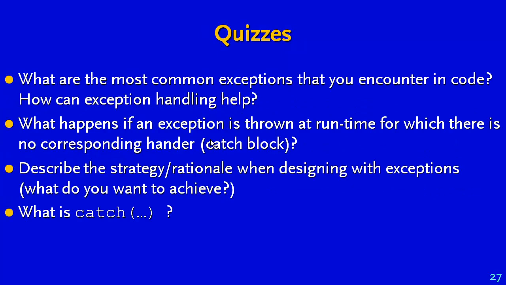Quiz: what are the most common exceptions that you encounter in your code? Just think about it. What are the things which go wrong in your code which really annoy you, and how would exception handling help? What happens if an exception is thrown at runtime for which there is no corresponding catch block or handler? When you're developing applications, how would you employ exception handling? When would you do it? What's the strategy? What kinds of exception would you want to check, and which would you not check? And what's catch? Okay, that's a catch question.